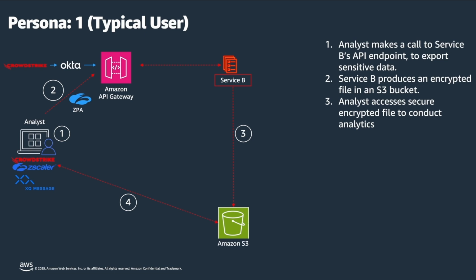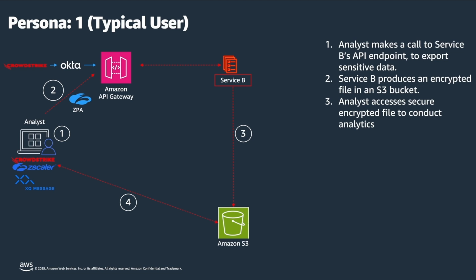Persona 1 would be the actions of a typical user. The analyst would make a call to Service B, Amazon's API Gateway endpoint, in order to export sensitive data, and this data could be something that's used in their everyday role. They're going to be exporting it so they can conduct further analytics from their workstation.